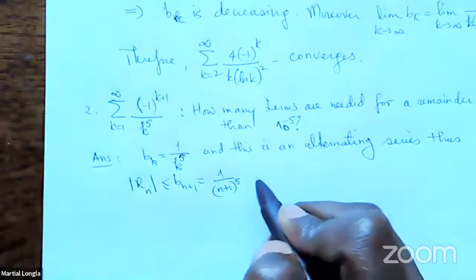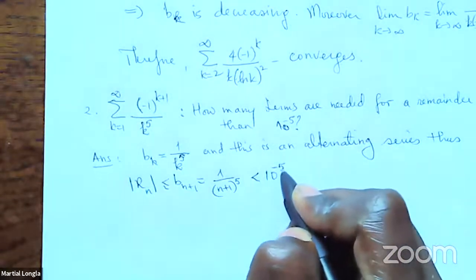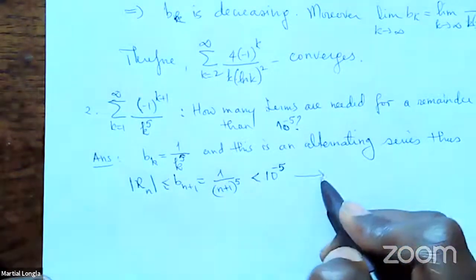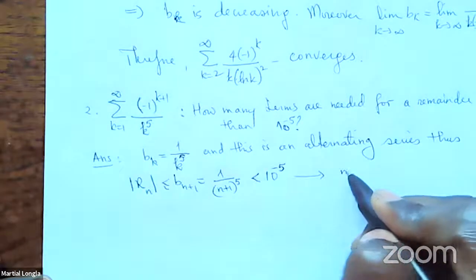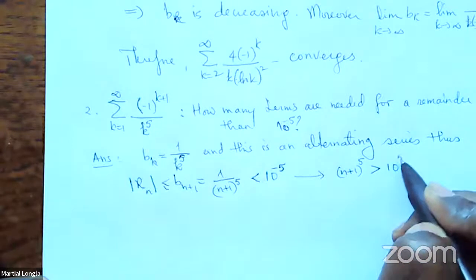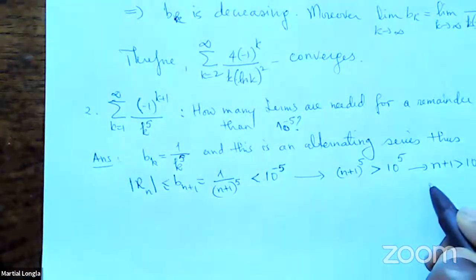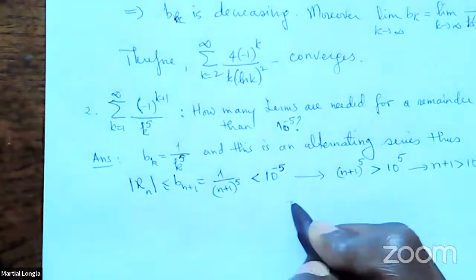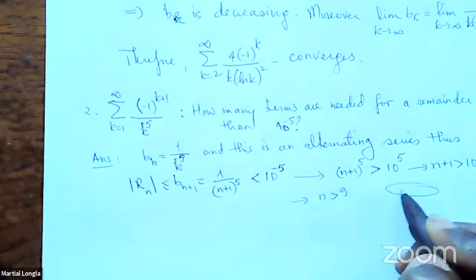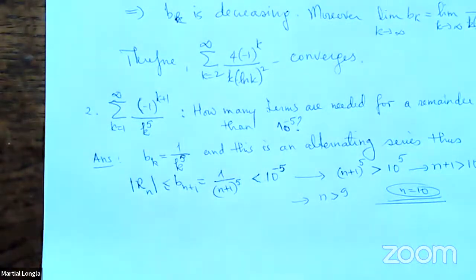And you want this to be less than 10 to the negative 5, to be sure that your remainder is less than 10 to the minus 5. That gives you (n plus 1) to the power 5 is larger than 10 to the power 5. So n plus 1 is strictly larger than 10, from which you get n is strictly larger than 9. If n is strictly larger than 9, then you need at least 10.